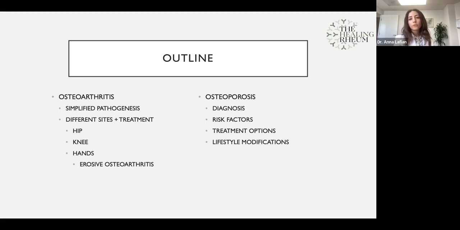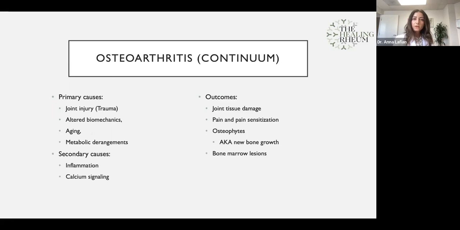And then for the osteoporosis piece, we'll talk about how one is diagnosed with osteoporosis, what are some risk factors to develop osteoporosis, what are the treatment options that are available, and then some lifestyle modifications, like what you can do to improve your risk, to improve your outcome if you do have osteoporosis. All right, let's get started.